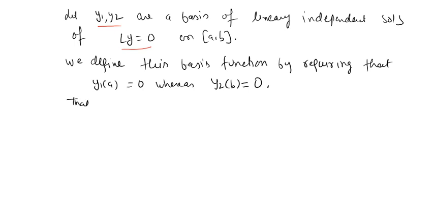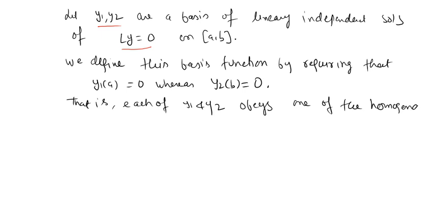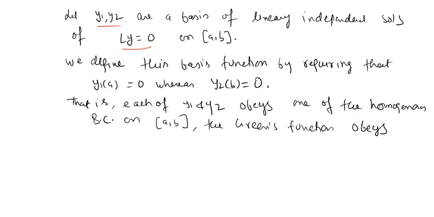So each of y1 and y2 obeys one of the homogeneous boundary conditions on the interval [a,b], and the Green's function satisfies Lg equal to 0, where L is a differential operator, and g(a, xi) equal to 0.